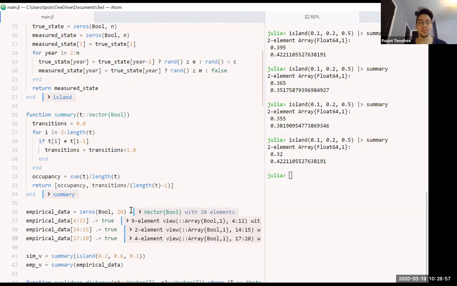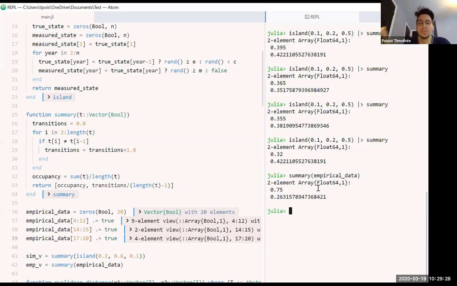And so in a sense, we know when the insect was detected and when the insect was absent. So what we can do now is take the summary of the empirical data. And we know that in the empirical data set, the occupancy is 0.75, and the transition is 0.26.